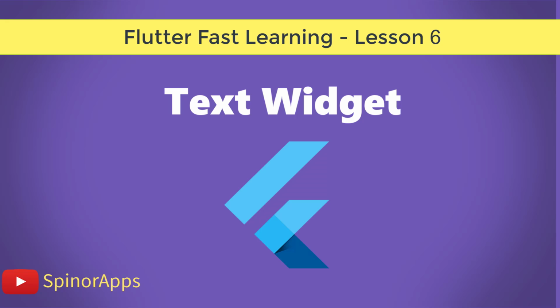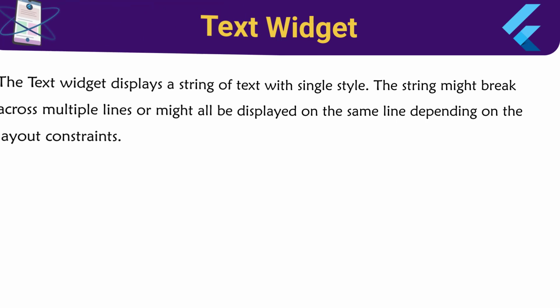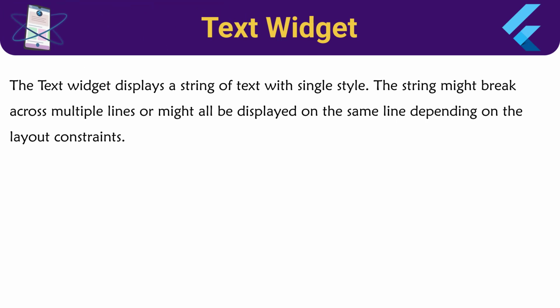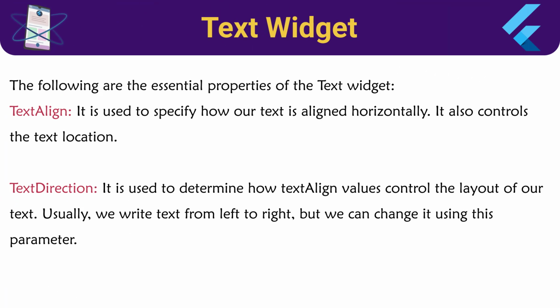In this video, I'm going to talk about the text widget and its most important properties in Flutter. The text widget displays a string of text with a single style. The string might break across multiple lines or might all be displayed on the same line, depending on the layout constraints. The following are the essential properties of the text widget.